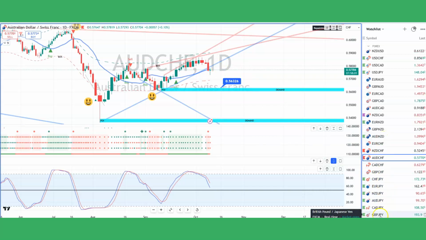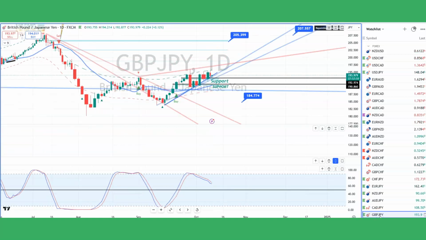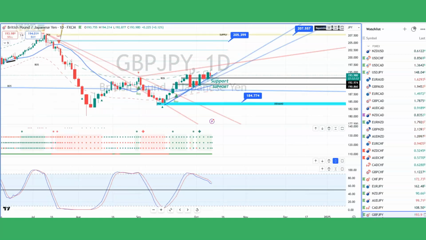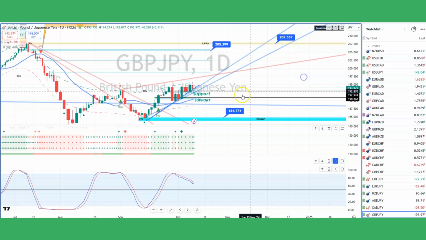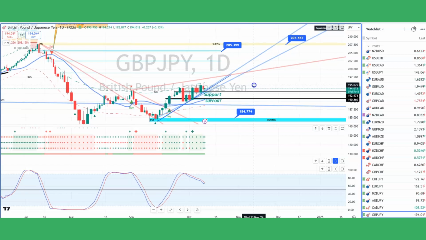So that's it. Let's have a quick look at pound yen. I'm waiting for some action on this, but I really am not clear on this at all. I did do a blog on this, and as you can see, this is holding on to the support areas. So this indicates that further upside momentum is likely, but we're going to have to wait and see. Once we get confirmation, then we'll be going long to 205.39.